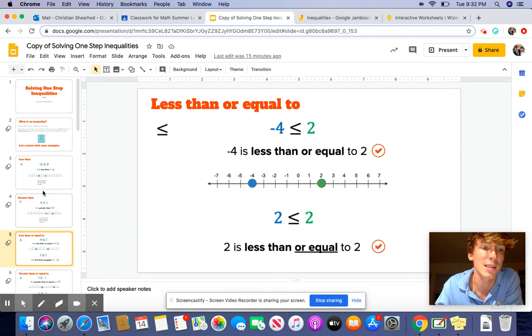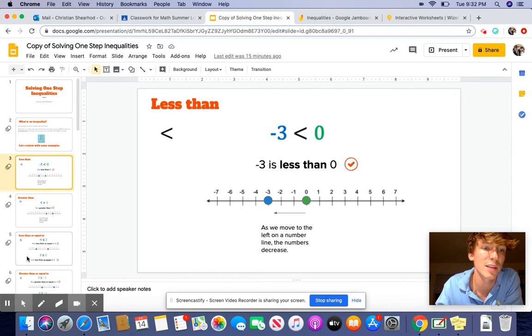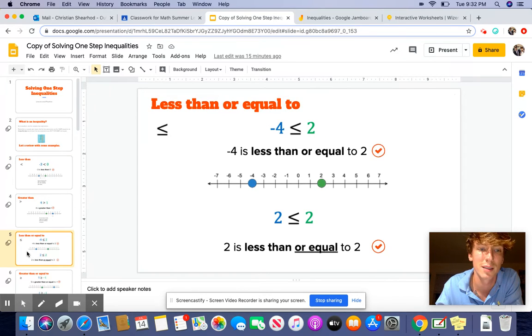Well, we already had a less than. Let's take a look at this less than. What's the difference between this one and this one? It's going to be this little line right here. Okay, that means or equal to. All right, and that's a big deal. We'll get to that when we're doing our equations and stuff. But that or equal to is really important.